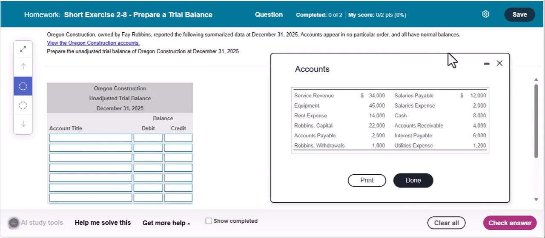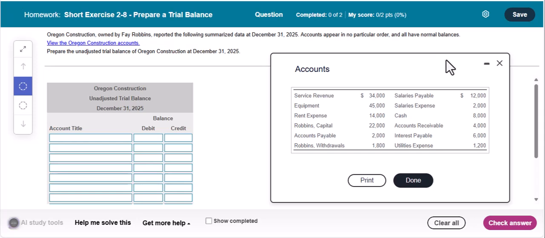So what we're going to do is create a trial balance and list all the accounts that have balances. Remember, if an account ever has a 0 balance, you would not put it on the trial balance. But as you notice here, all of them do have a balance in this table.